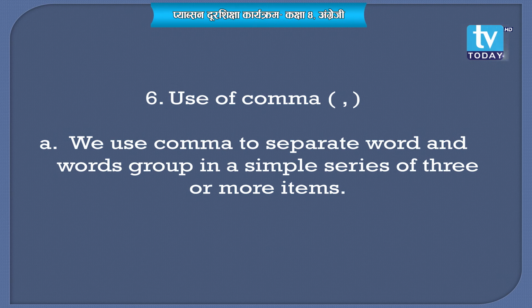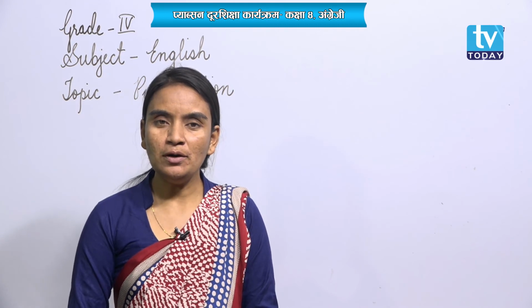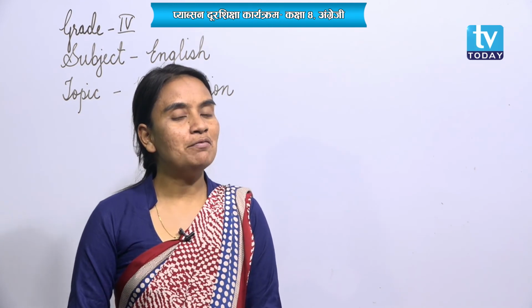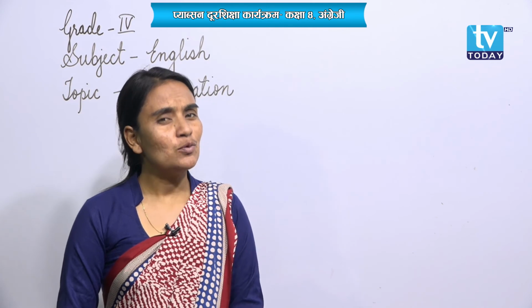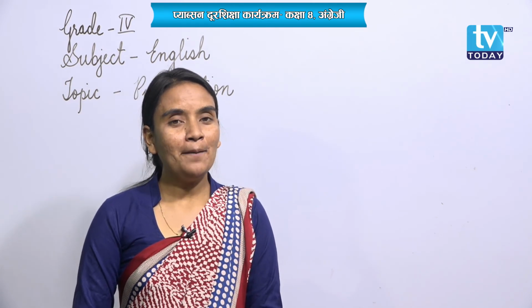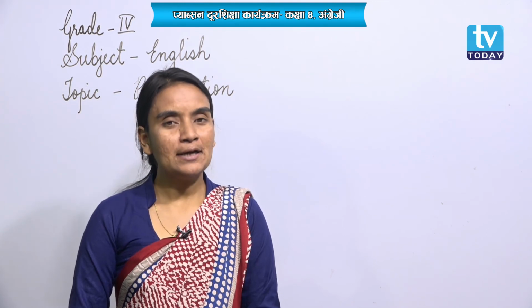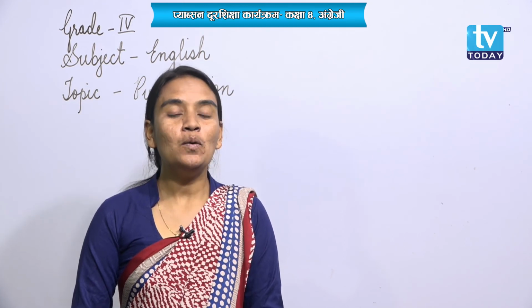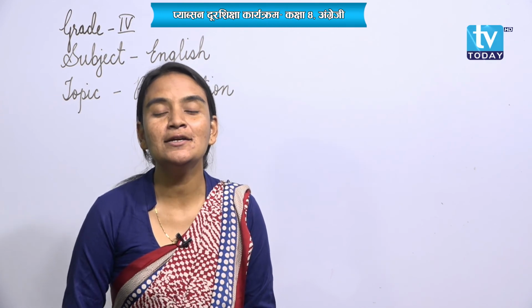We use commas to separate words and word groups in a simple series of three or more items. Like, if I take the names of some students who are very naughty, then what could I say? Do you know? Ram, and then the use of comma. Please check the use of comma along with the sign, what it looks like. Ram, comma, Sam, comma, Hari, and Gita. All of them are very naughty in class.